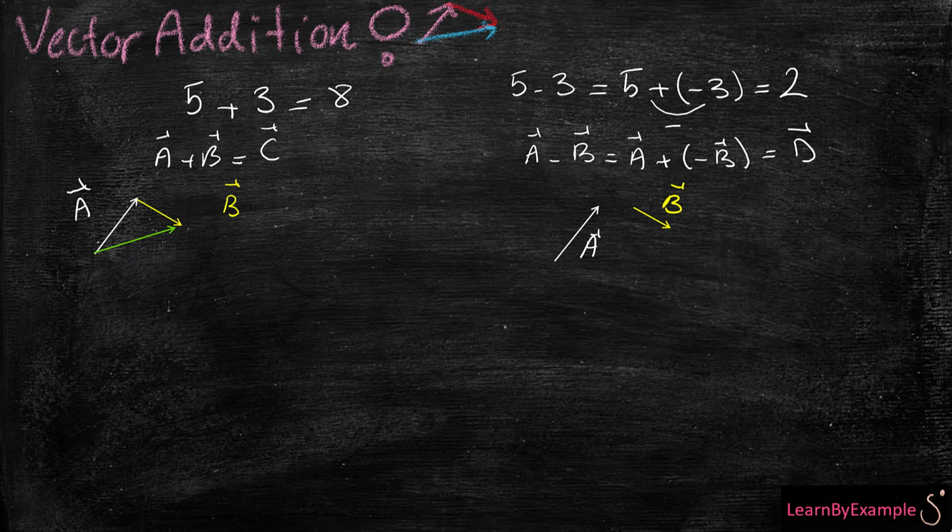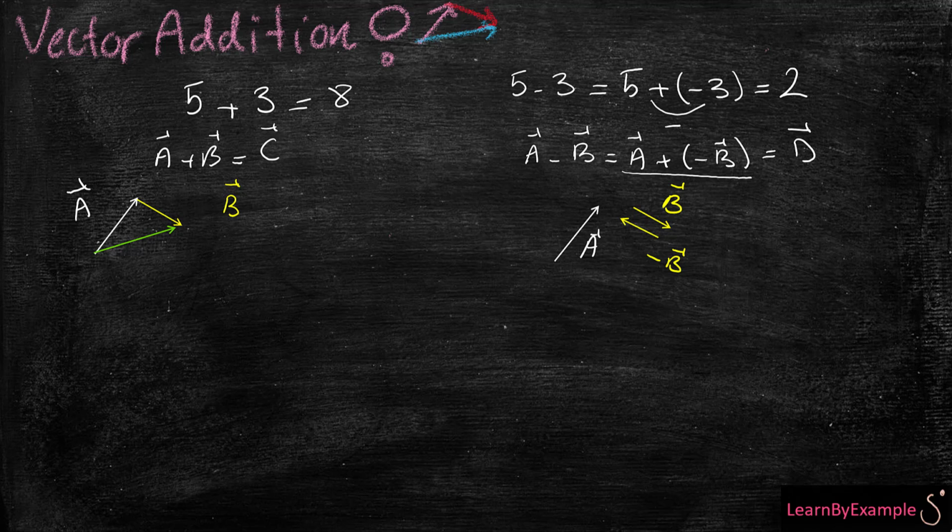So let's take a look at subtracting them from each other. Now that I have vector A minus vector B, it's the same thing as saying vector A plus the negative of vector B. So what does the negative of vector B look like? It would look exactly like B, but going in the opposite direction. So this would be my negative vector B.